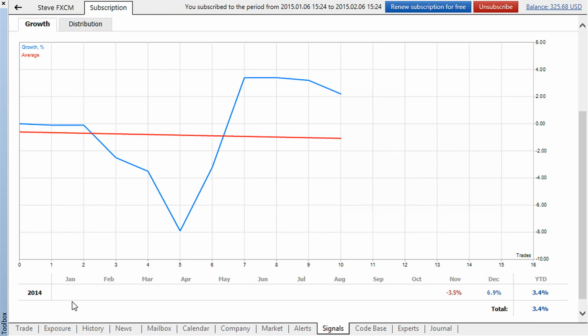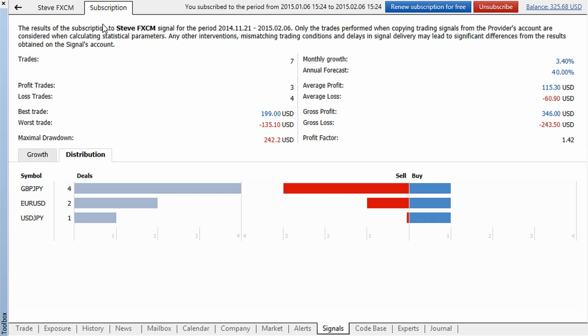Below, you can find a chart of deposit growth and a table containing a breakdown of profit for months and years. In the distribution tab, similar to the one of the signal providers, you can see for what currency deals were copied most of all, and whether they were long or short. You can extend the subscription from this page if you're pleased with the result, or unsubscribe if you're disappointed with the signal.